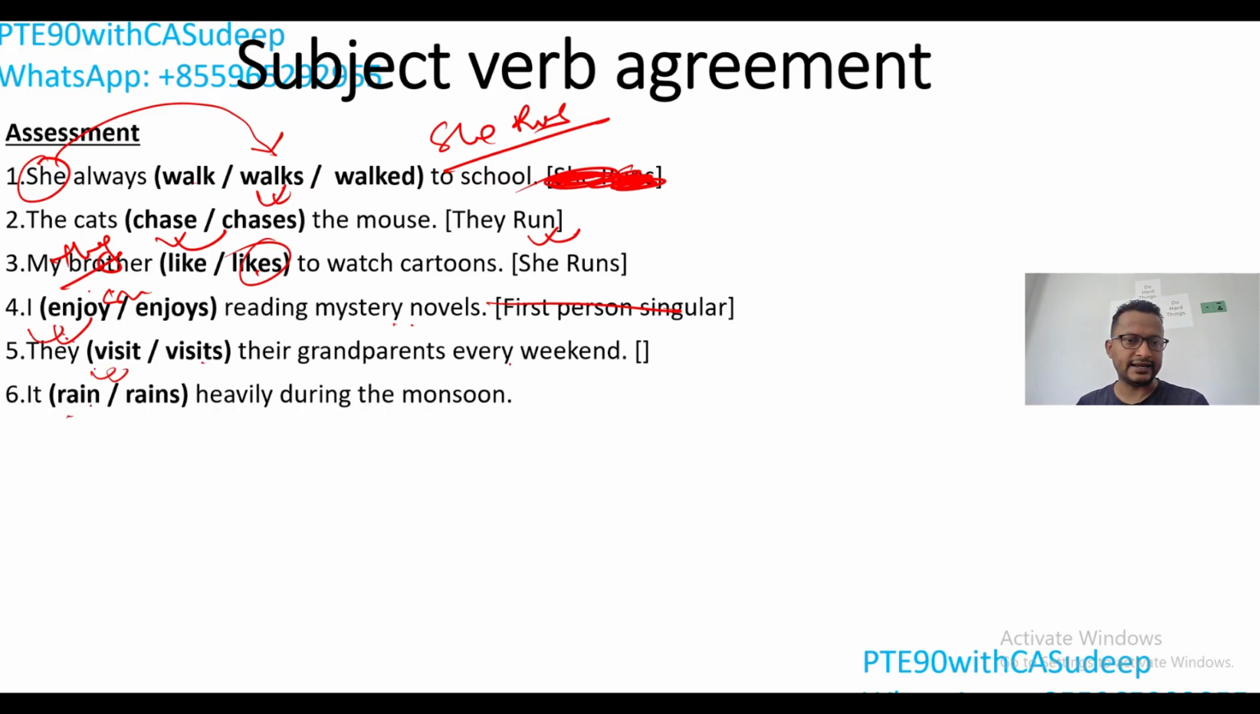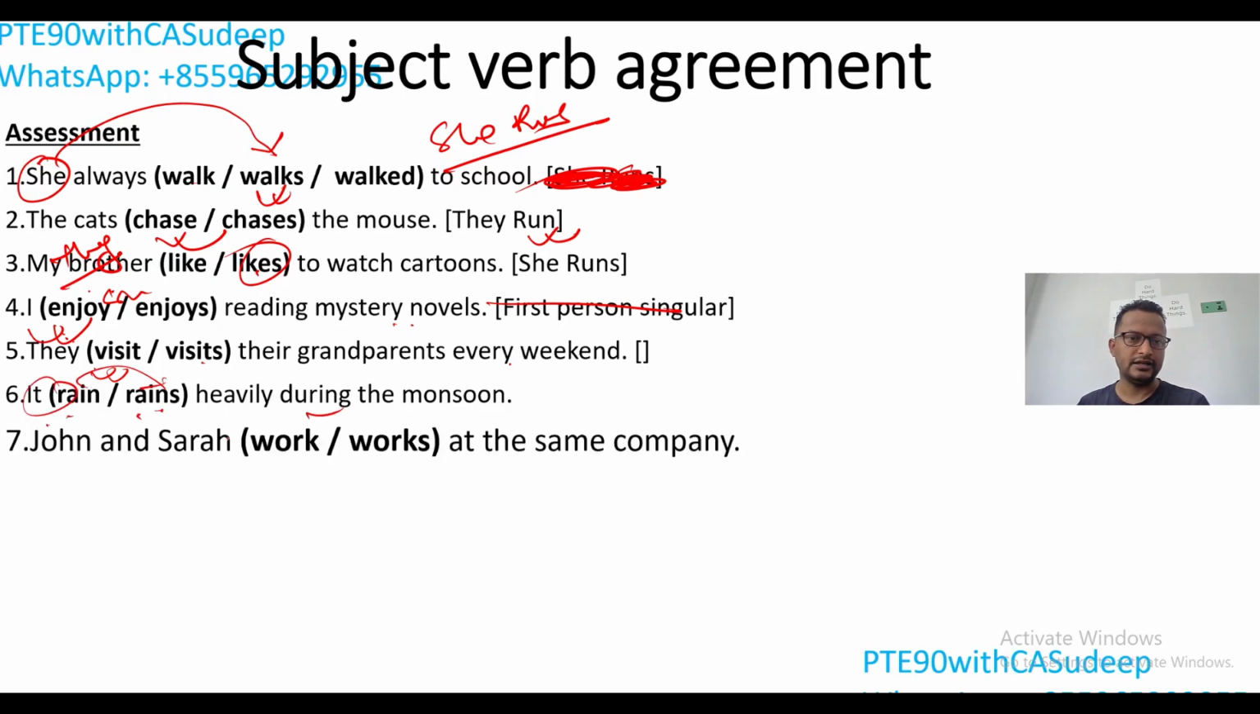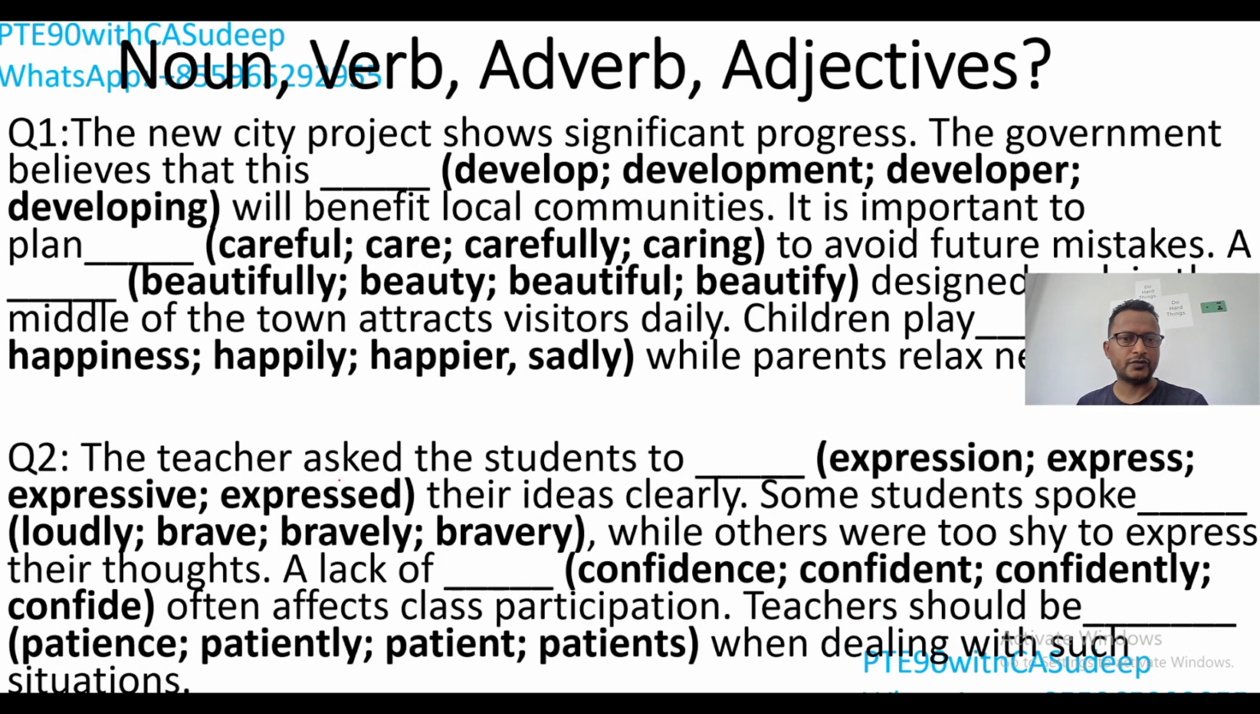It rains or rains? It rains. It is singular. That's why rains. It rains every day during the monsoon, right? Now, John and Sarah walks. John and Sarah is like "they," so they walk, not walks. They walk, right? So this is how you can do it on your own.